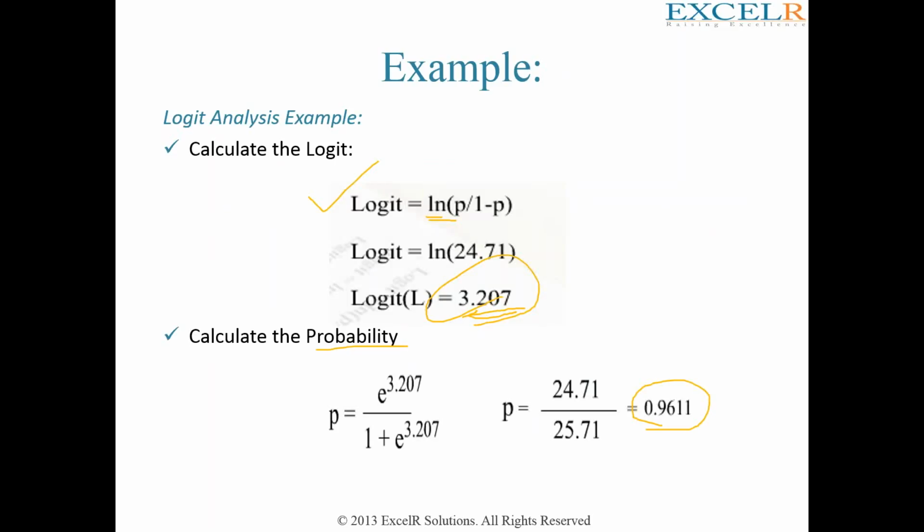By the way, log of this odds ratio is called as Logit. That is how you statistically see, right? This is your odds ratio, p by 1 minus p. If you take a log of that, you'll get the Logit.